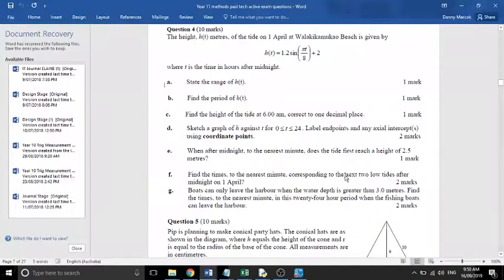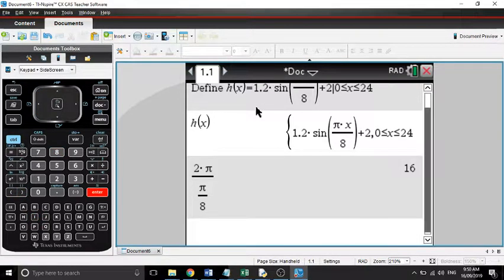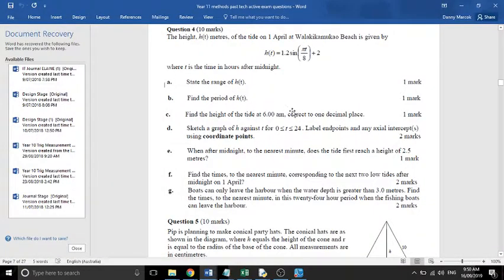So we want to find the period. We've got a fraction, so we'll say 2 pi divided by pi over 8. That's why I'm putting it in there. So our answer ends up being 16. It's 2 pi over the coefficient, pi over 8. So our period is 16, and we'd say it's 16 hours.